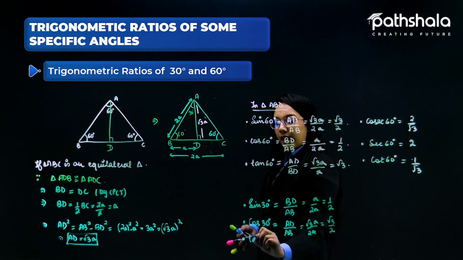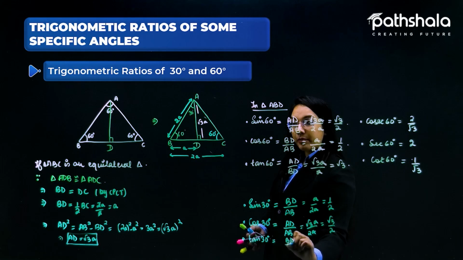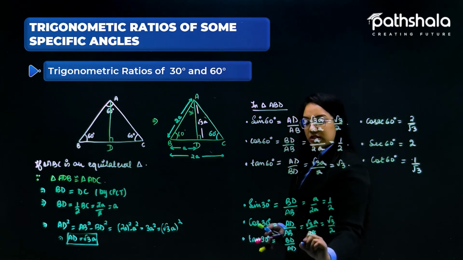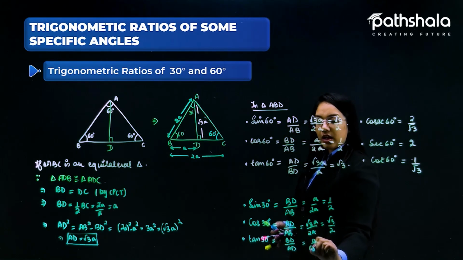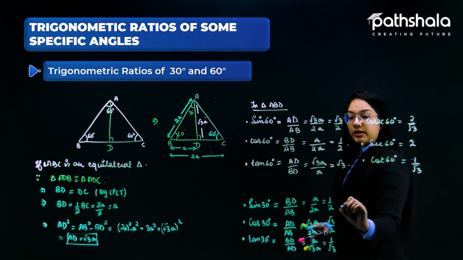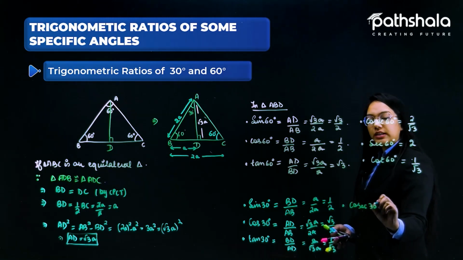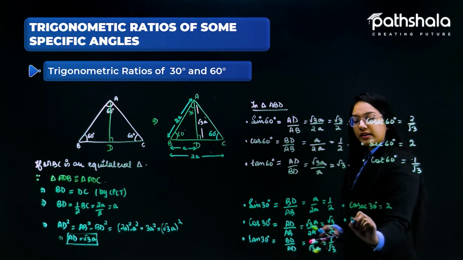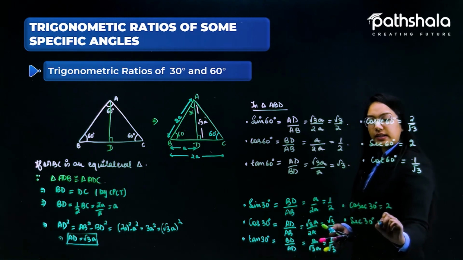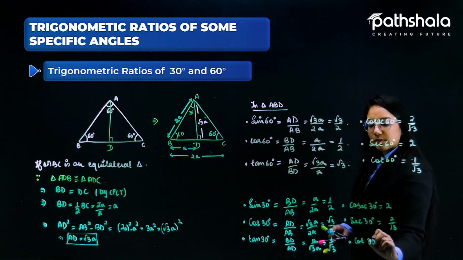Similarly, tan of 30 is BD divided by AD. So this is A by root 3A, and A gets cancelled with each other. This is 1 by root 3. And similarly, we can find the value for cosec 30. Cosec 30 is 2. Further, we can find sec 30 degrees. Sec 30 degrees is 2 by root 3, and further we can find cot of 30 degrees, which is root 3.